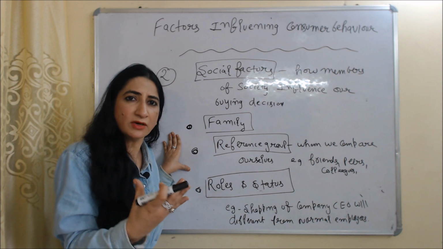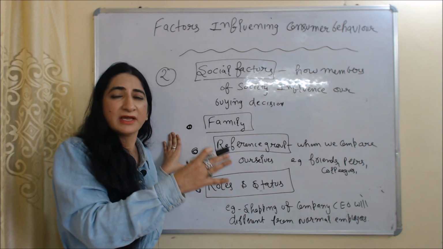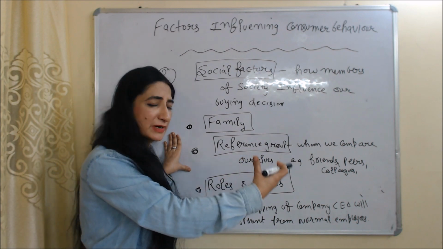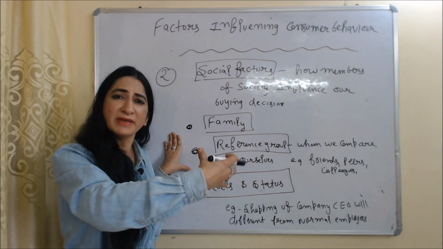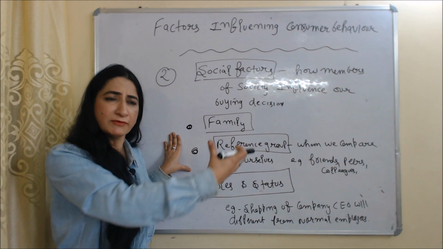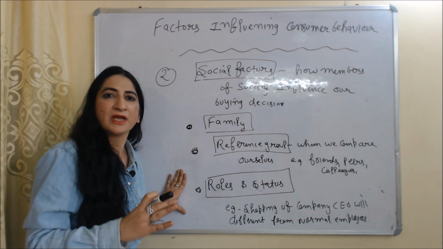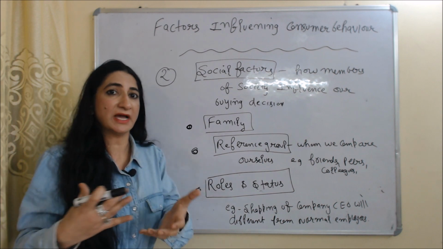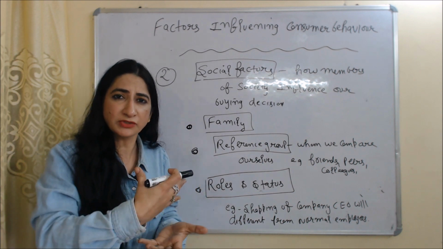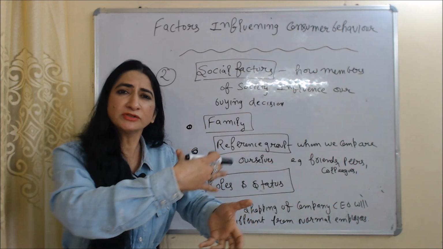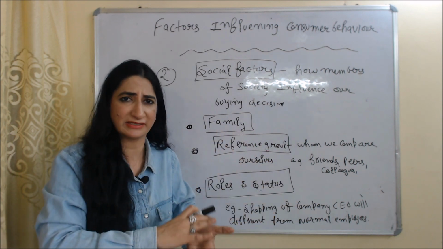Next is reference group. Reference group means whom we compare ourselves to. For example, our friends, peers and colleagues. Many times our buying decision is influenced by our reference group. Last is roles and status. Our shopping is also influenced by our roles and status. For example, shopping of a CEO of a company will be different from a normal employee because both have different roles and status.